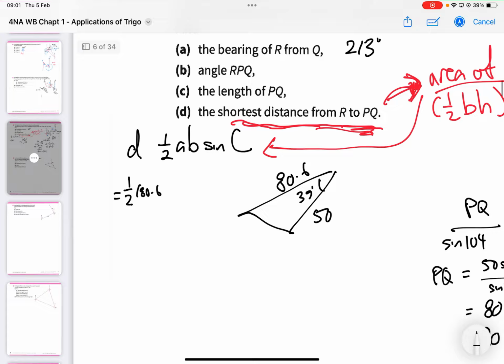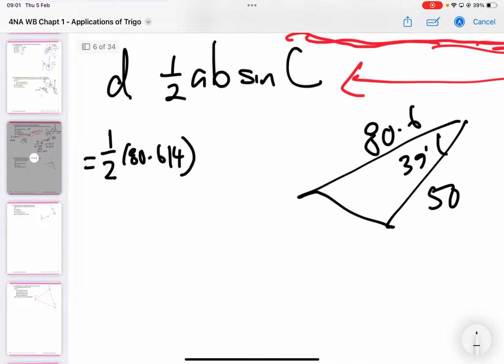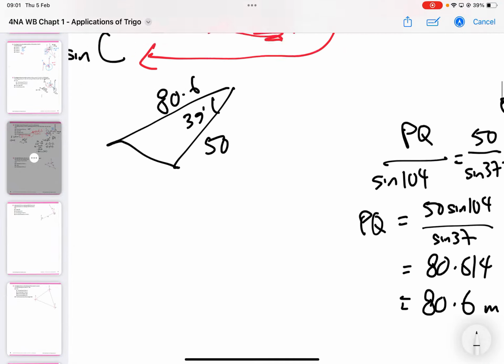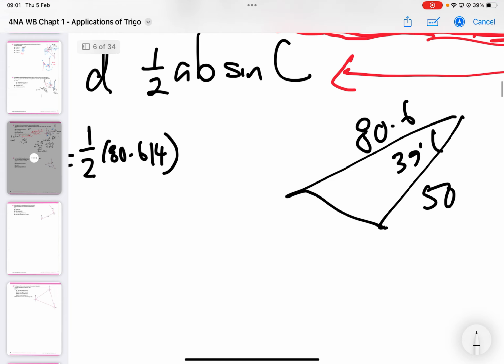80.614. When we are doing working, we try to put in more significant figures. Then your answer will be a bit more accurate. So just now when I answered, I said 80.6, but when I do my working, I use 80.614, which has more significant figures. Then B is 50, given, then my angle is 39, so sine 39.